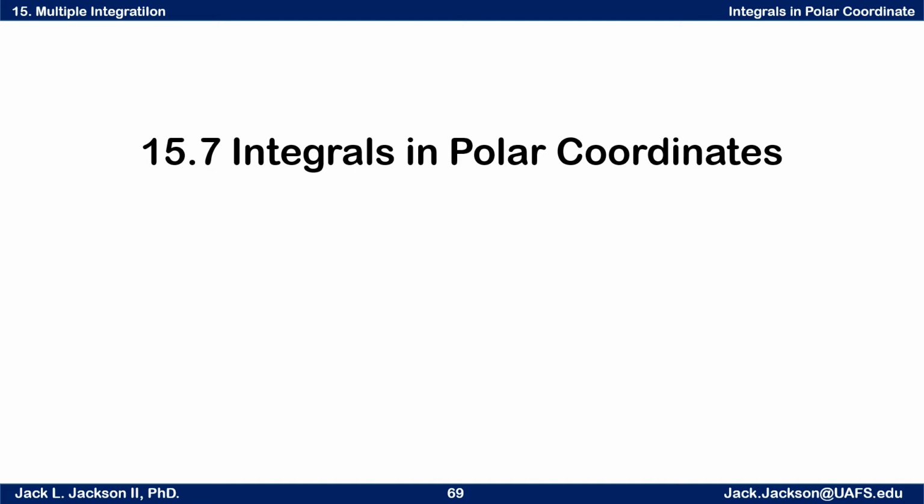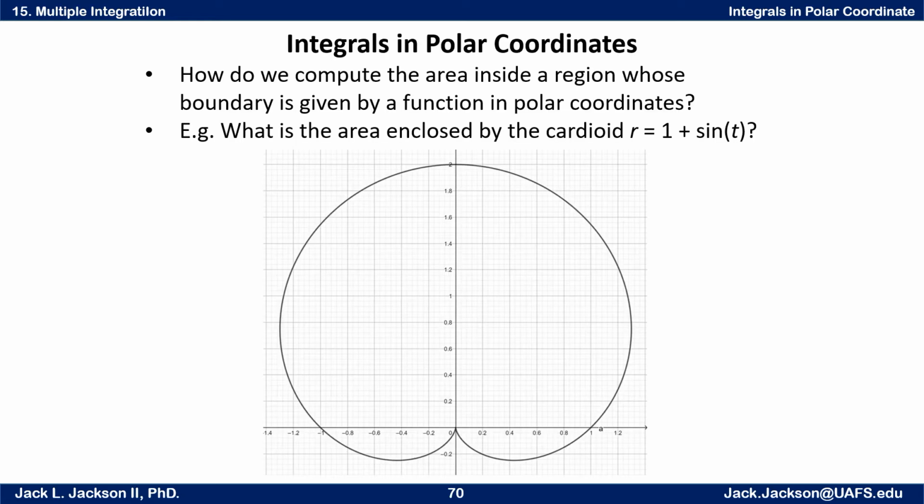In this video, we're going to be talking about how to find integrals in polar coordinates, specifically to find some areas in polar coordinates. So the question is, how do we compute the area inside a region whose boundary is given by a function in polar coordinates? For example, what is the area enclosed by the cardioid r equals 1 plus sine of t? Of course, a good place to start would be to graph this, which I've done here using GeoGebra, and you can see the graph there, and we can look at the inside of this. So we're looking at the inside of this curve here.